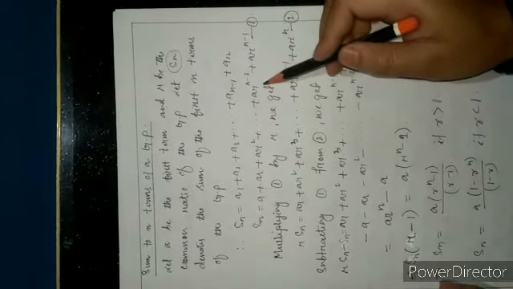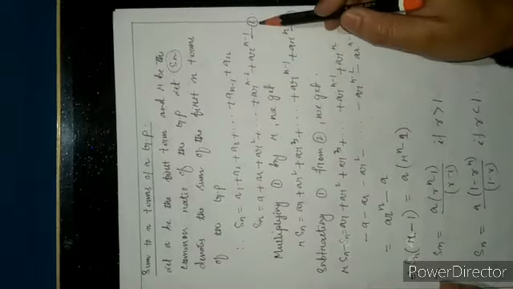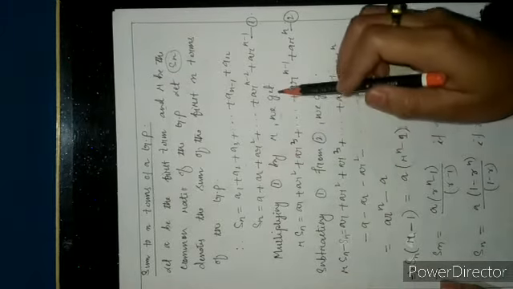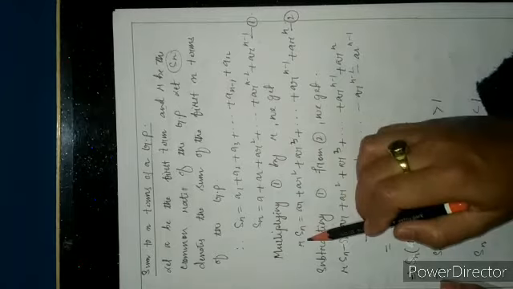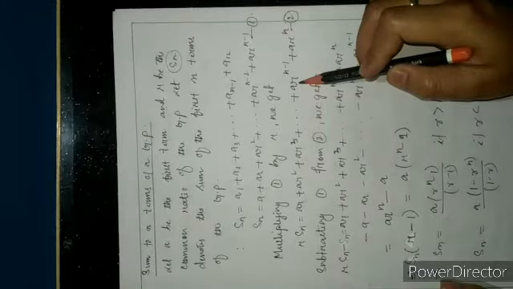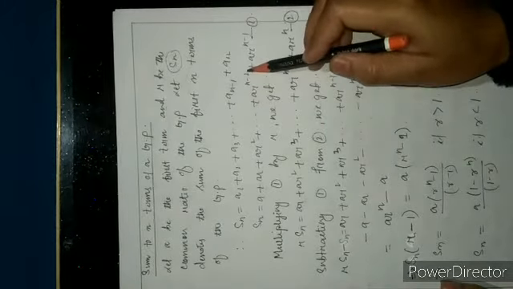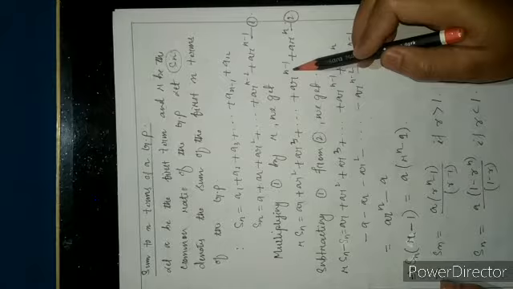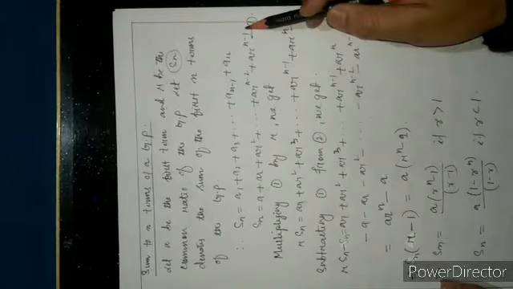Multiplying equation number 1 by r, we get left hand side r Sn, right hand side ar square, ar cube, and the second last term ar to the power n minus 2 plus 1, that is ar to the power n minus 1, plus the last term ar to the power n minus 1 plus 1, which is ar to the power n. Call this equation number 2.